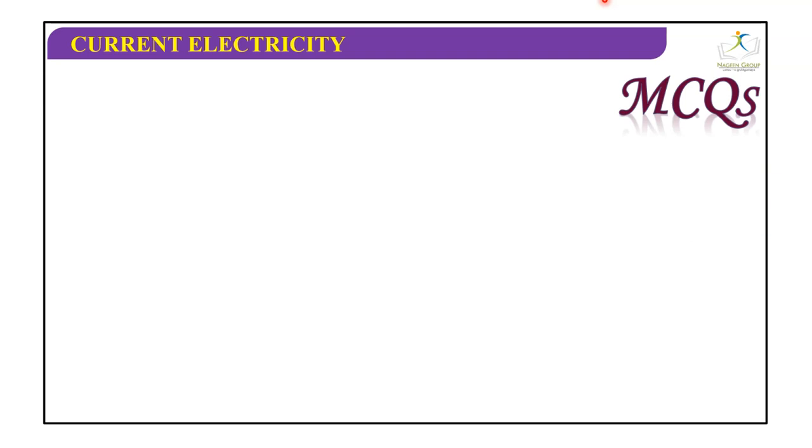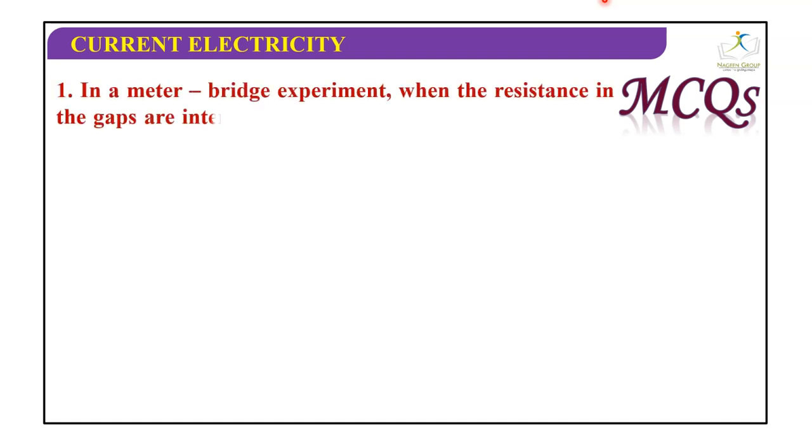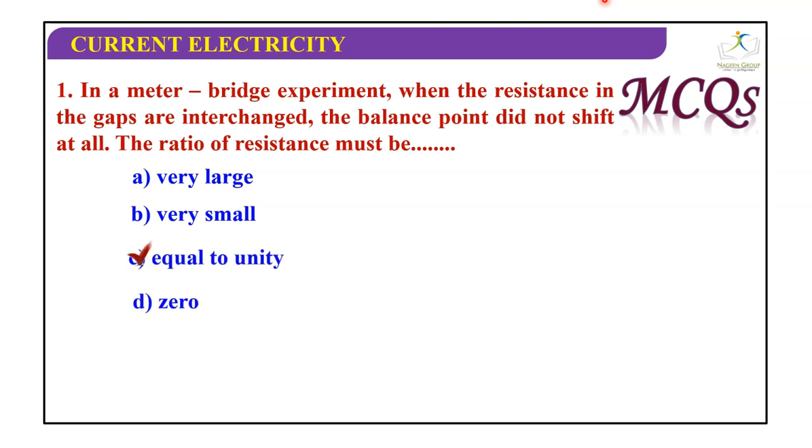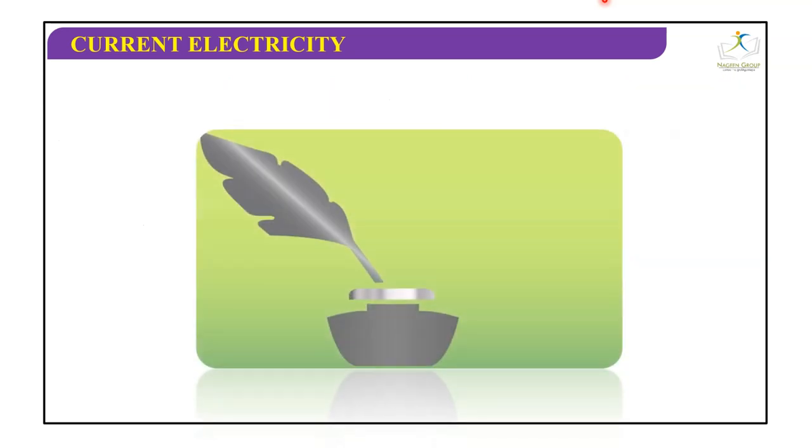Now let's quickly revise the topics which we studied earlier with the help of MCQ questions. In a meter bridge experiment, when the resistances in the gaps are interchanged, the balance point did not shift at all. The ratio of resistances must be very large, very small, equal to unity, or 0. The correct answer is equal to unity.